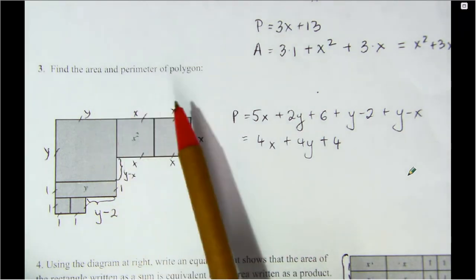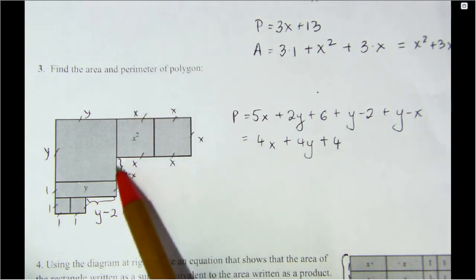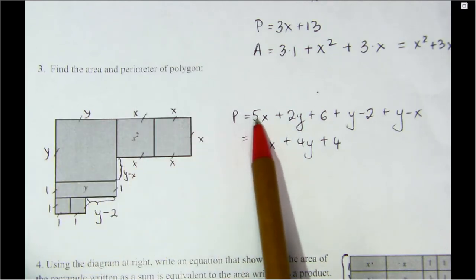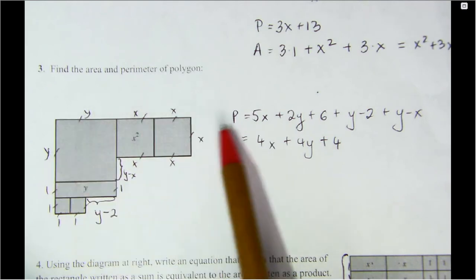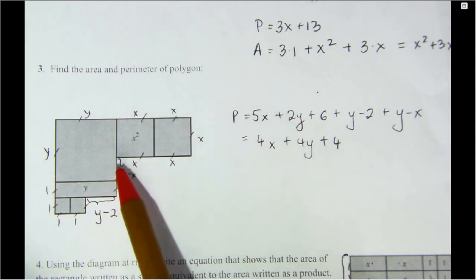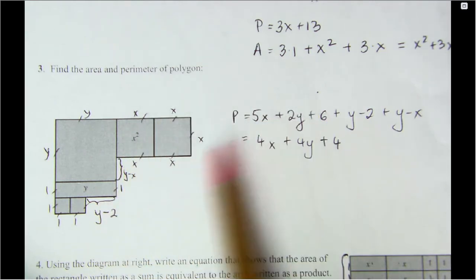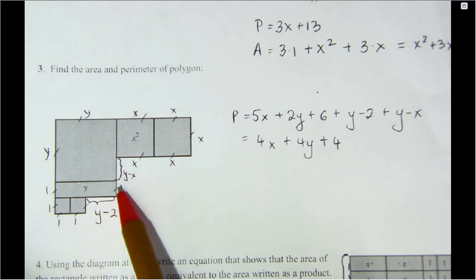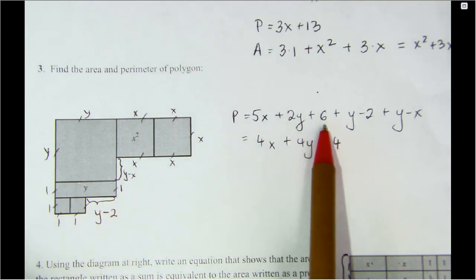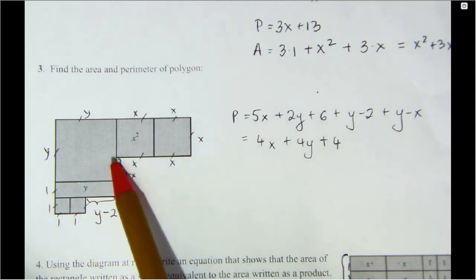So perimeter, I'm going around. Let's start with x's. I got 1, 2, 3, 4, 5. 5 x's around. That's where I got this from. Then I'm going to look at y's. I got y over here and y over here. So that's 2y. I know those include y, but I'm not going to touch them yet. I'm going to count them as separate pieces. Then I got 6, just the side 1, 2, 3, 4, 5, 6. That's where I got 6 from. And then I added this side, and then I added this side.